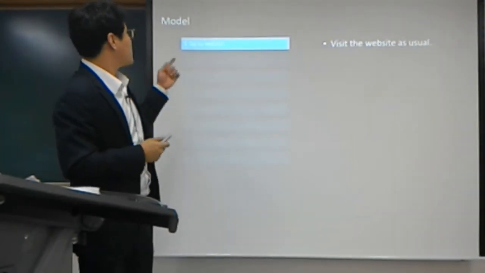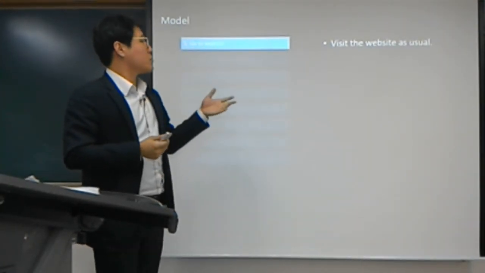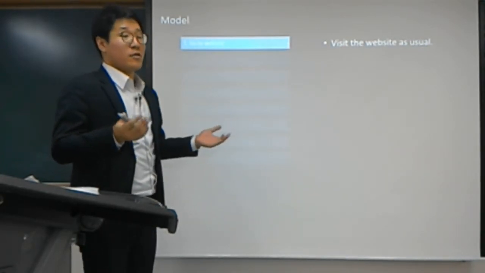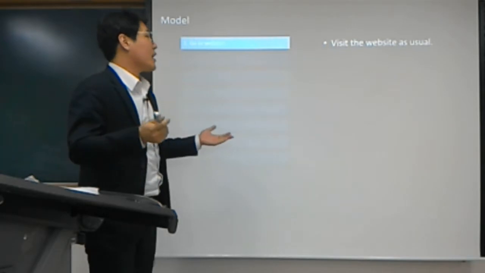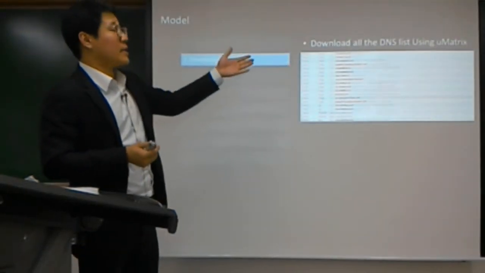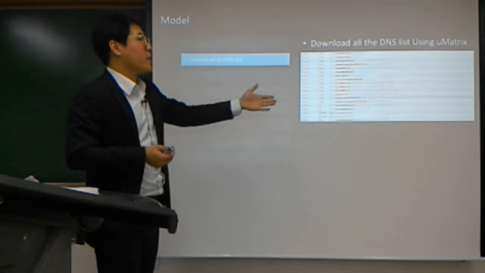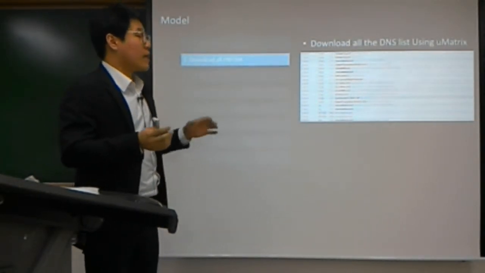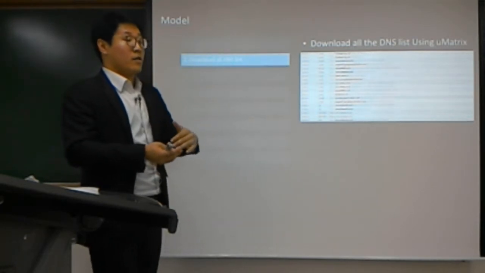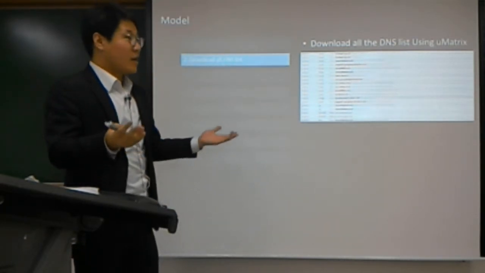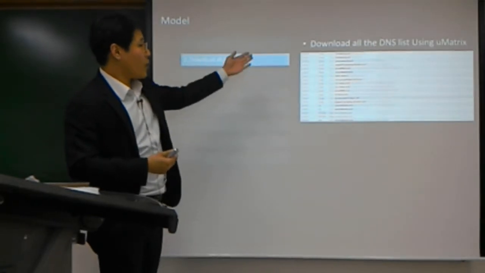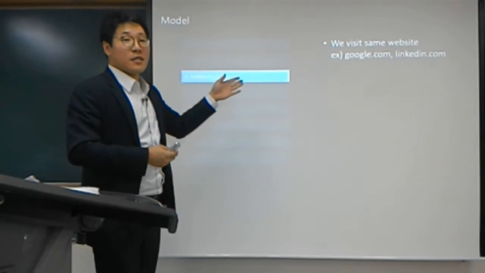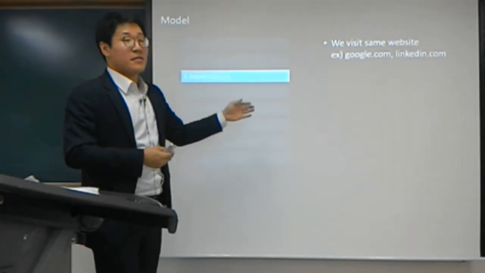So the first step, go to a website: we just visit the website as a user. We just use the website, and I use uMatrix, but there are many ad blockers or malicious blockers. The blocker shows me how many URLs come in. So when we download the list, we can delete the duplicates.